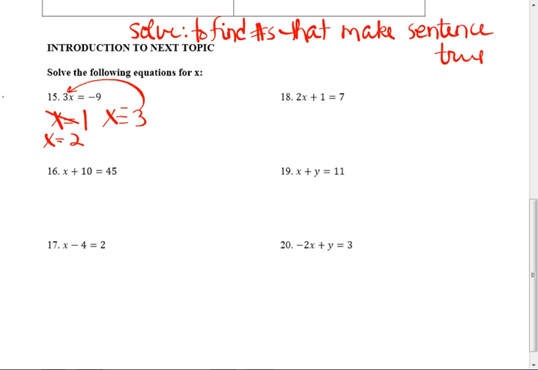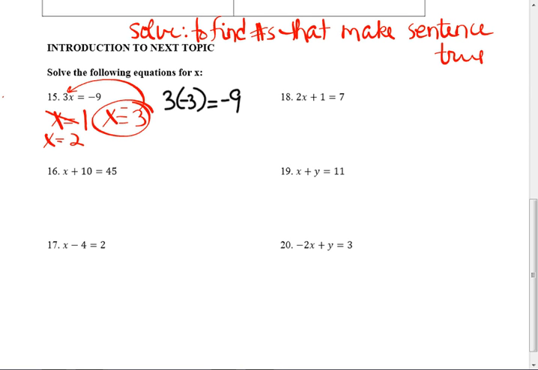So, David said negative 3 makes it true. Let's find out. Is 3 times a negative 3 equal to a negative 9? Yeah. Could I have done guess and check? Yes. Can you guess and check on some of these other ones?